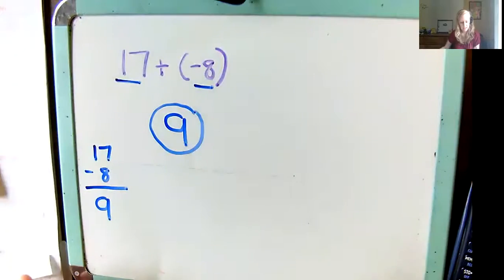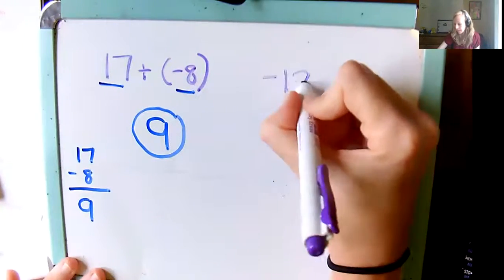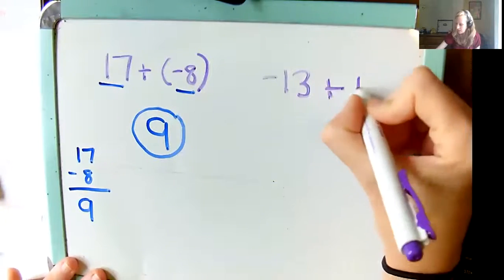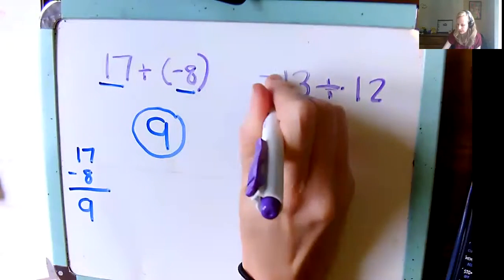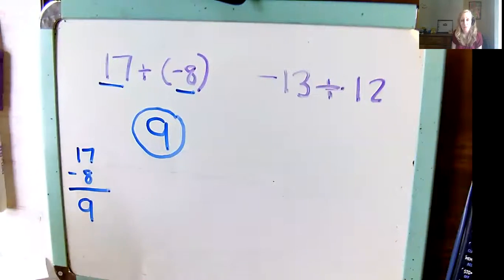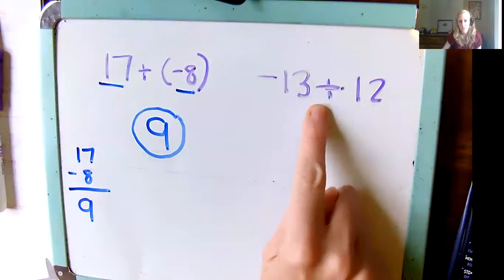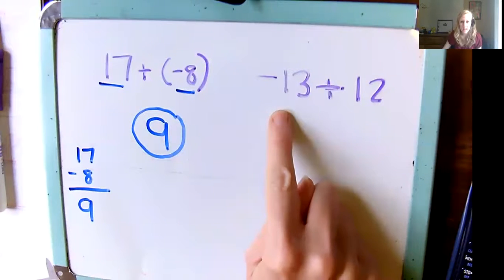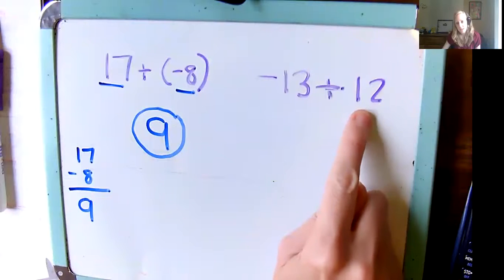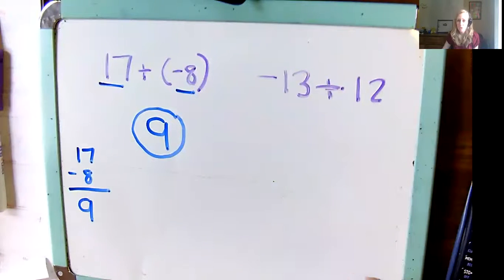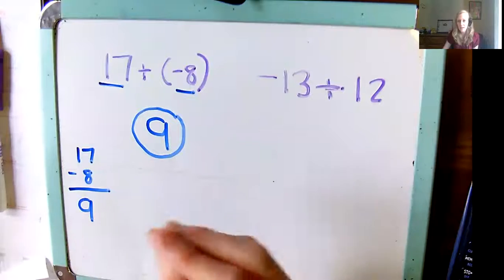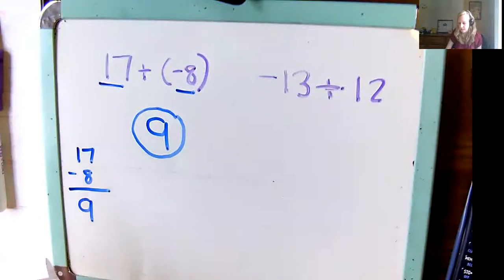Let's look at another one. -13 plus 12. What operation am I doing? I'm doing addition. Are my signs the same or different? This is a -13. This is a positive 12. My signs are different. Different signs, subtract. Take the sign of the bigger one, and you will be exact.